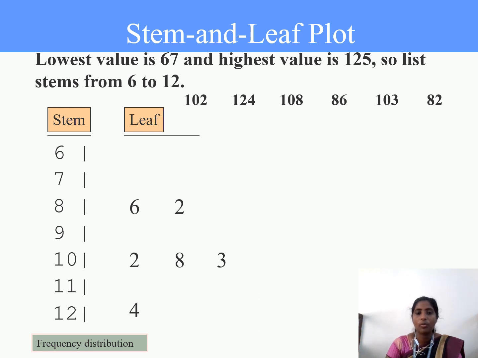Likewise, for 124, the stem is 12, and for the stem 12 we have to mark the leaf as 4. For 108, the stem is 10 and the leaf is 8. And for 86, the stem is 8 and the leaf is 6. And for 103, the stem is 10, the leaf is 3. And for 82, the stem is 8 and the leaf is 2.